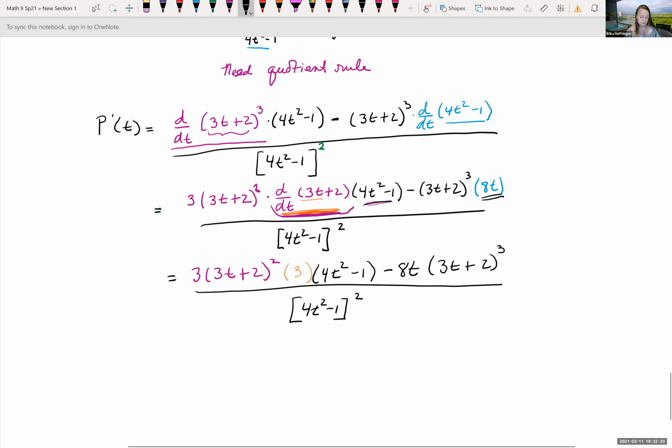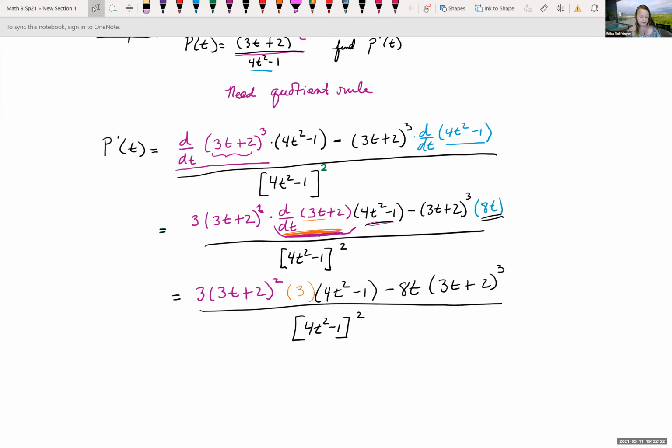Okay, so I want to manipulate this a little bit. And again, further on in this course, we're going to be finding out when these values equal 0 or where it's undefined. And so having the numerator factored or simplified is really helpful when we're going to be doing that. So let's first multiply this 3 times this 3, and that's 9. So we have the 9 out here.